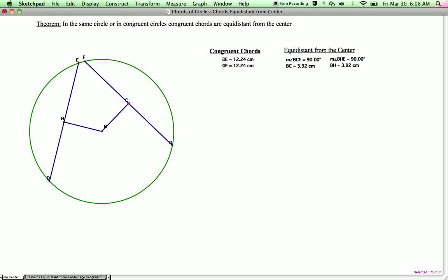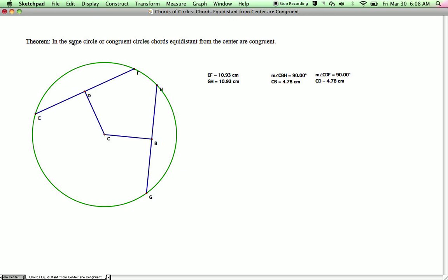Alright, last theorem. In the same circle, or in congruent circles, chords equidistant from the center are congruent. This is just the flip, or the converse, of the last theorem. Let's say you have chords that are equidistant from the center. So CB is the same as CD. Are the chords going to be congruent?